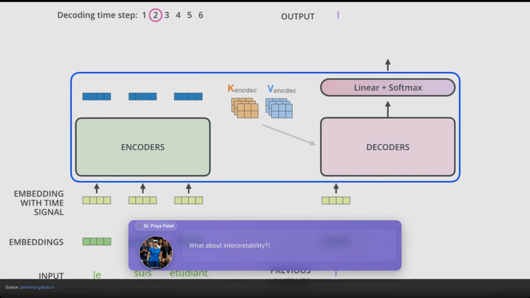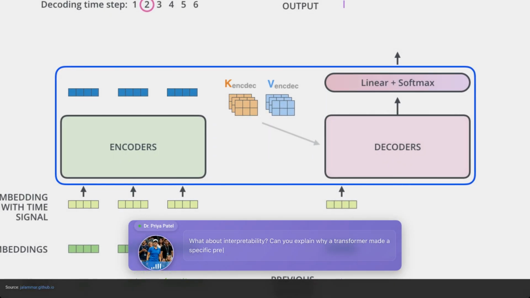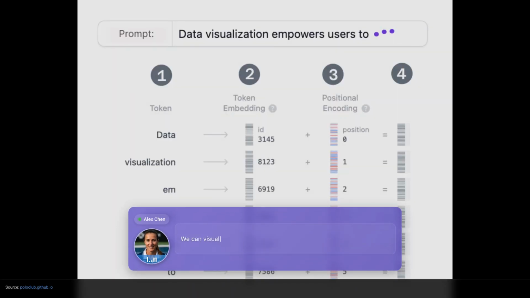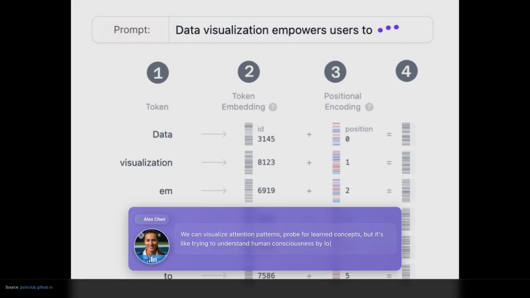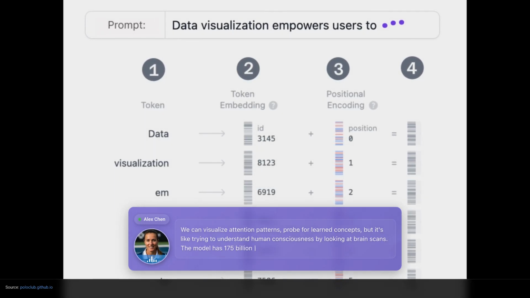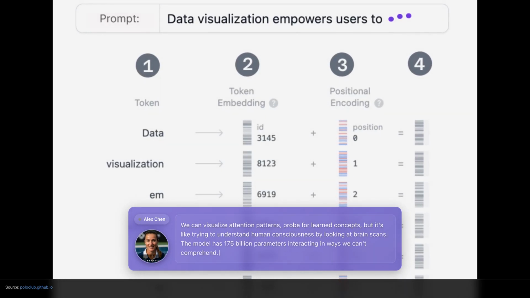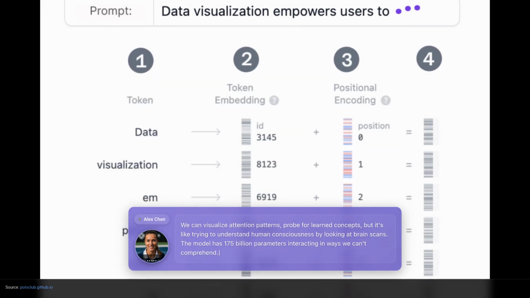What about interpretability? Can you explain why a transformer made a specific prediction? We can visualize attention patterns, probe for learned concepts, but it's like trying to understand human consciousness by looking at brain scans. The model has 175 billion parameters interacting in ways we can't comprehend.